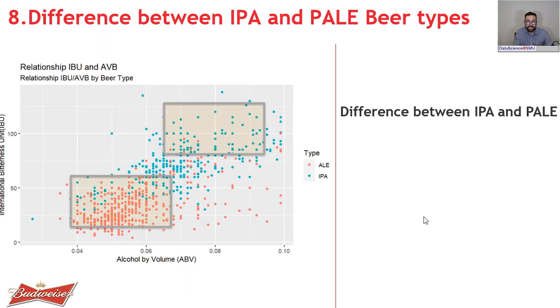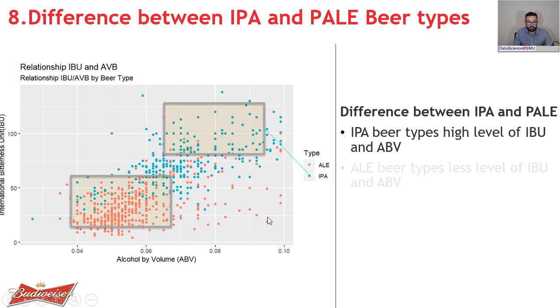Difference between an IPA and a pale beer type. As we have mentioned before, according to the information we researched on the Budweiser website, an IPA beer type will have a high level of IBU, bitterness, and a high level of alcohol, right? The opposite is also true. And pale beer types will have a lower level of ABV and IBU.